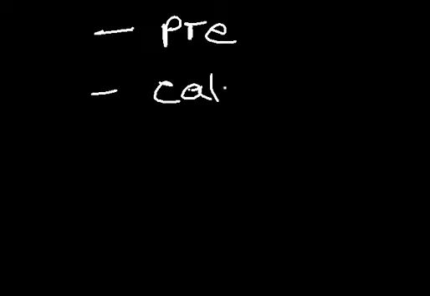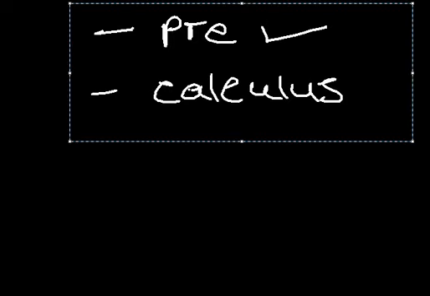So what is calculus? There are two types of mathematics. We have what you call pre-calculus mathematics and what you call calculus mathematics. So what is pre-calculus mathematics? Pre-calculus mathematics is the study of static mathematics, while calculus mathematics is the study of dynamic mathematics.